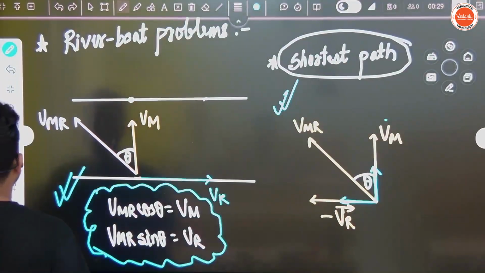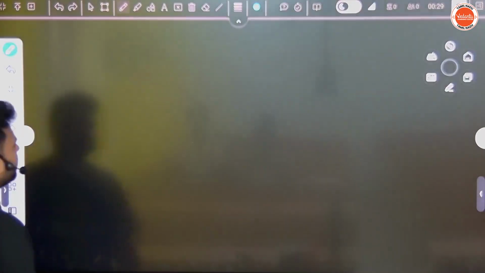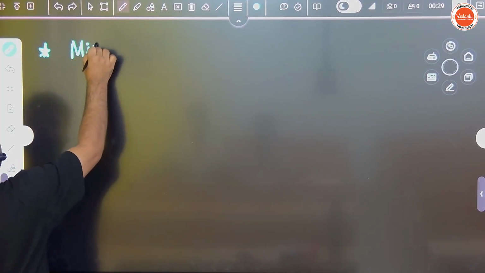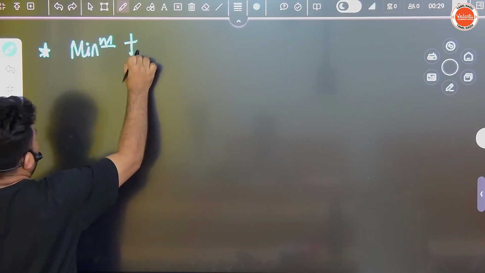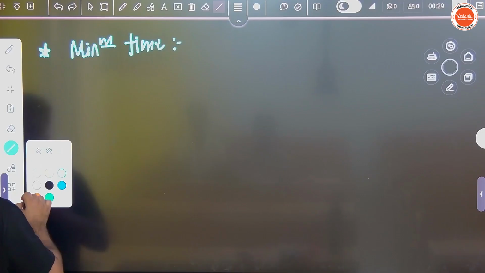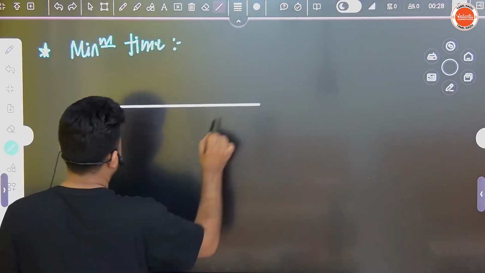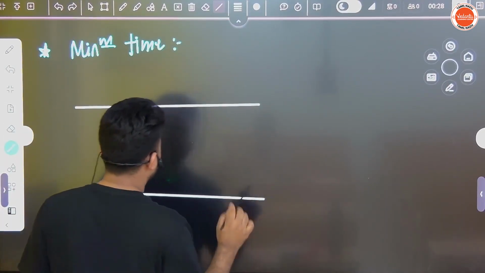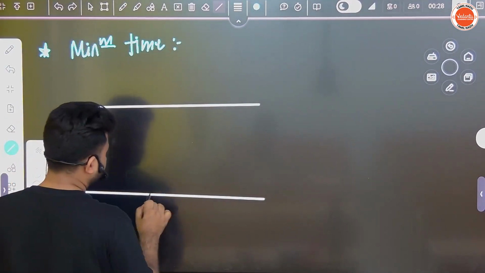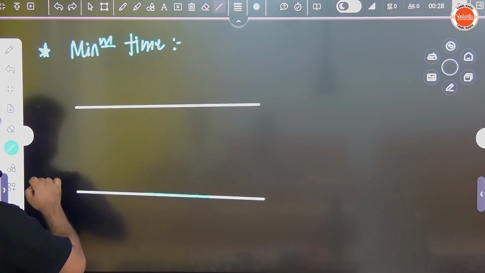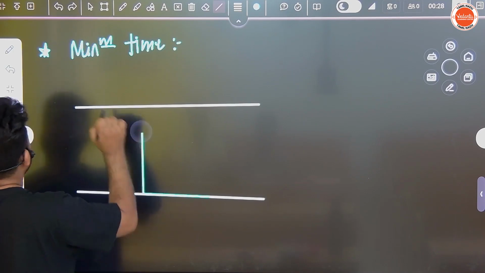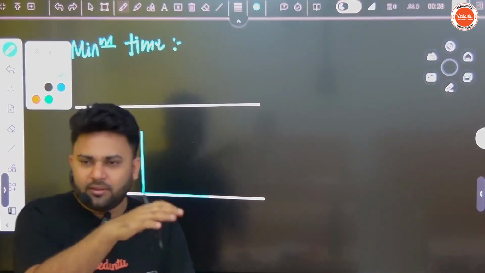Next question, what they ask, shortest time or minimum time. If the man has to cross the river in minimum time, what he should do? See, again I am not going for the derivation, again I am saying, you just remember, if the man has to cover in the shortest time, this is the velocity of the river. Now the man has to move in this direction. Means the man has to swim in this direction.